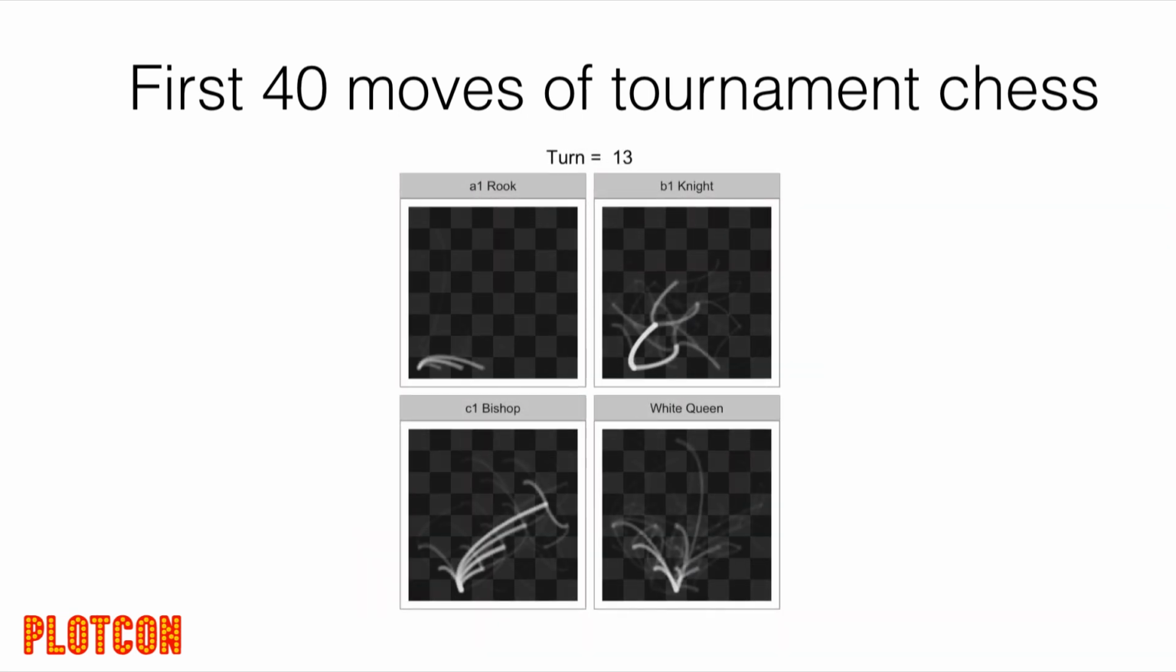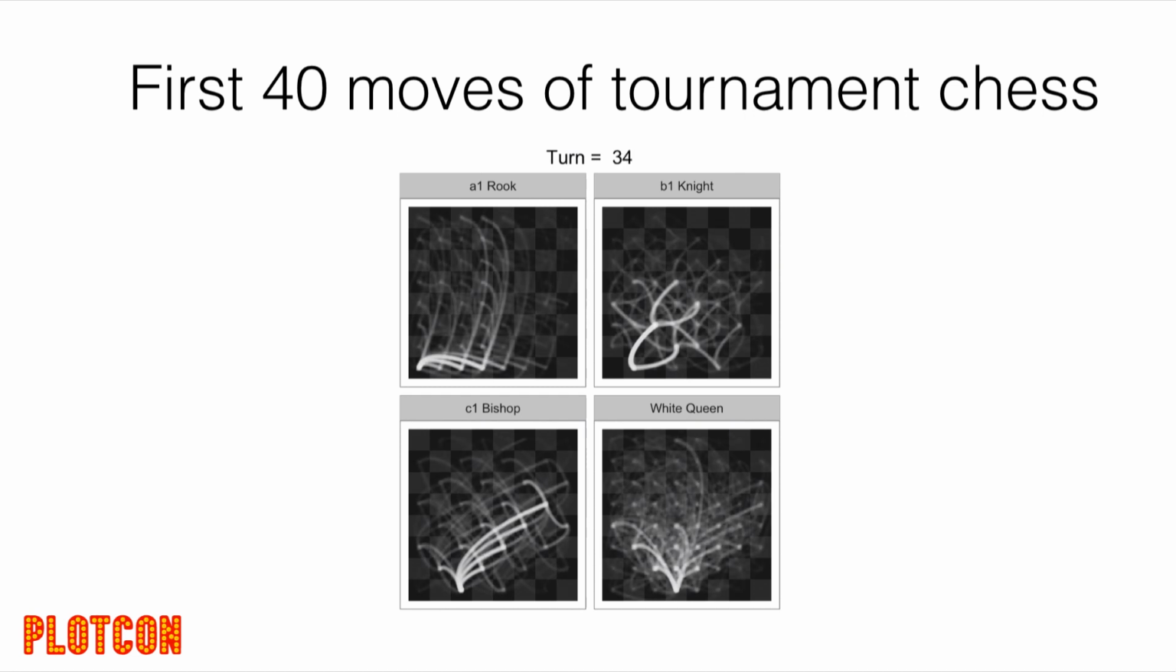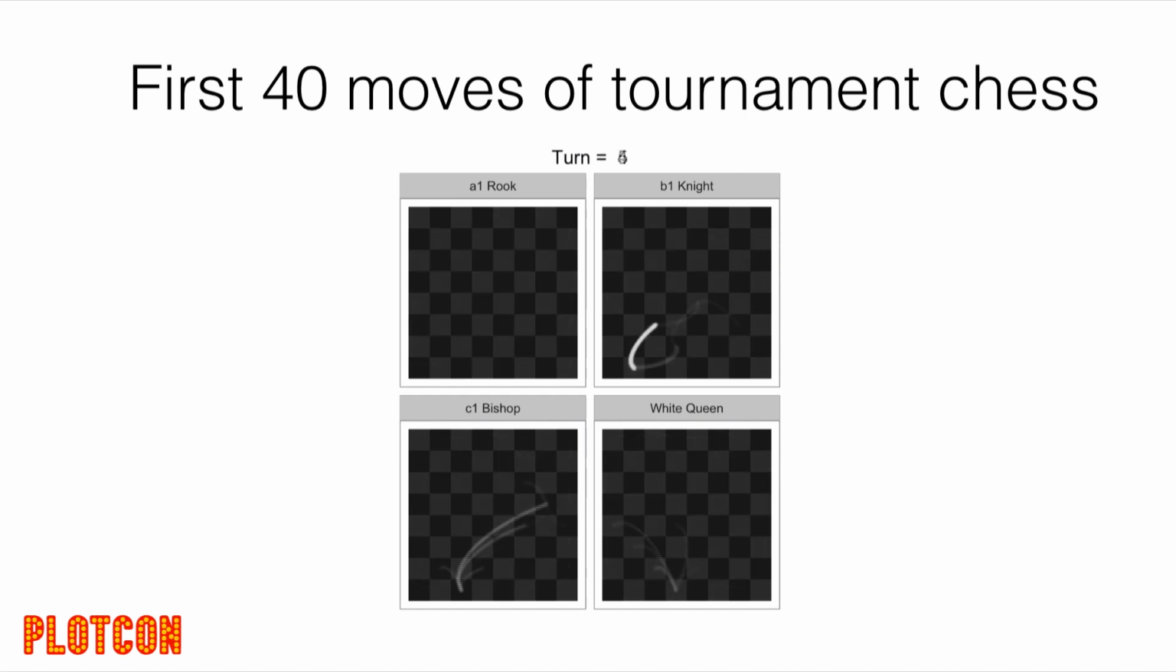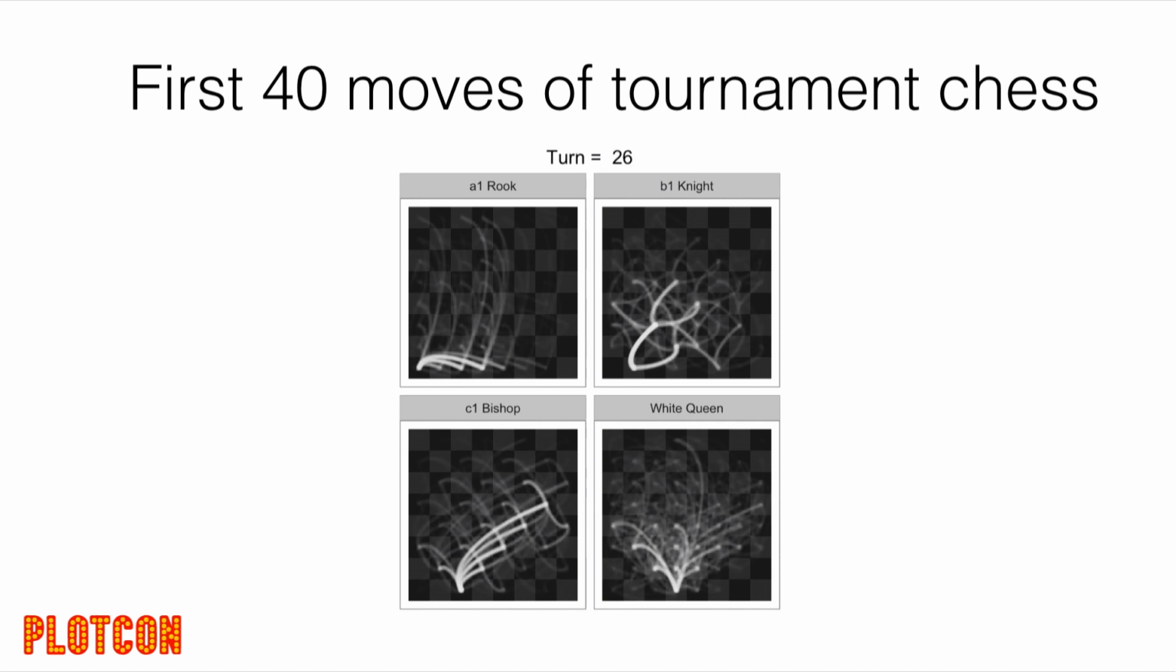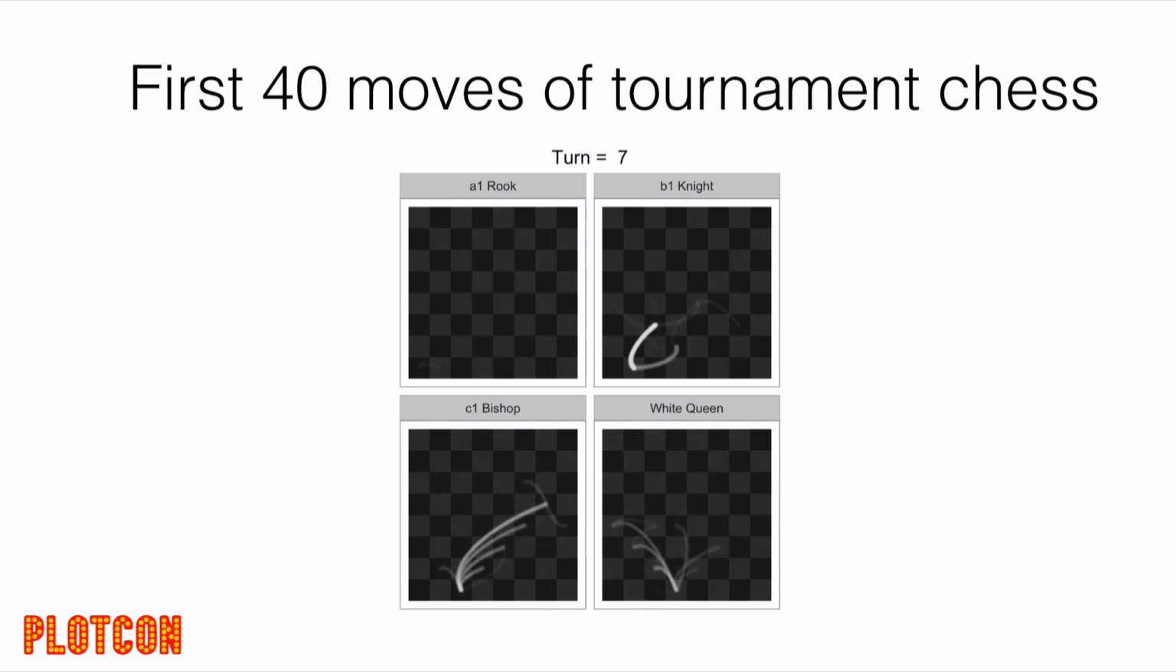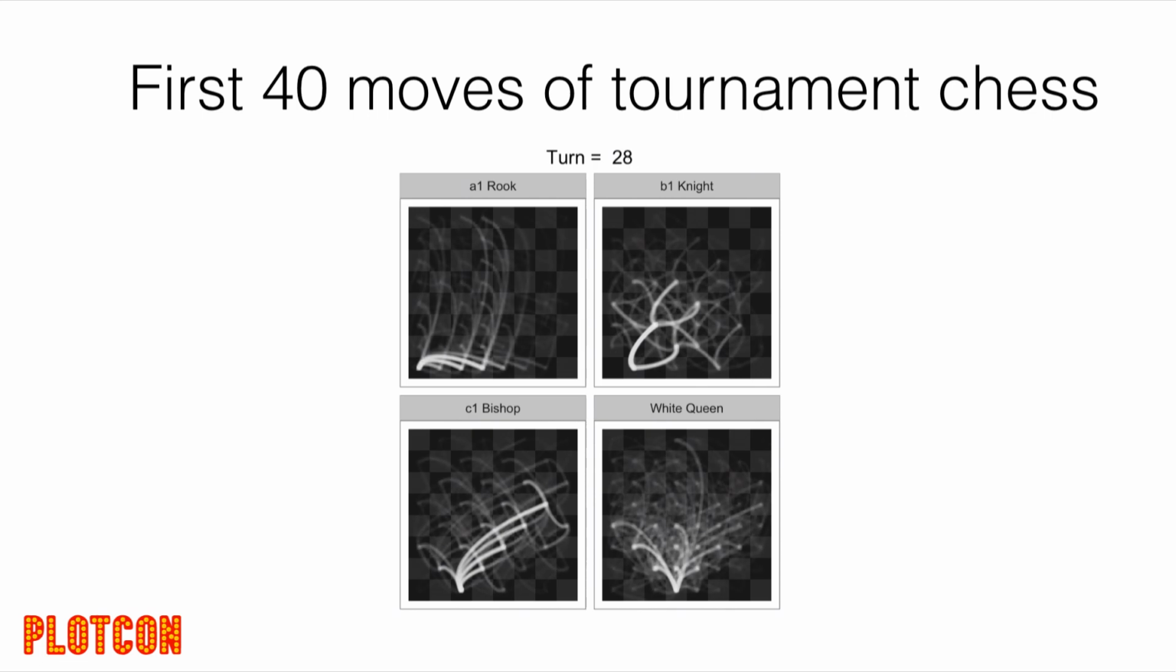So here we see the first 40 moves of tournament chess. And you see the knight got out immediately, the rook took longer, and still the rook ends up staying on the same side of the board that it stays. So watch that knight, the knight really hops out right away. Knight, bishop, queen, rook, the latecomer to the game. You can see this and tell this story of something happening over time with an animation.